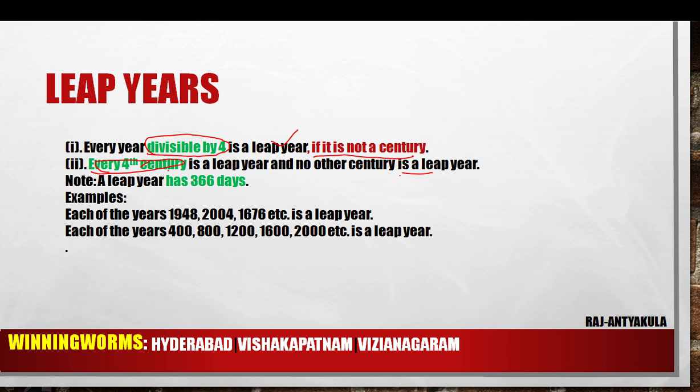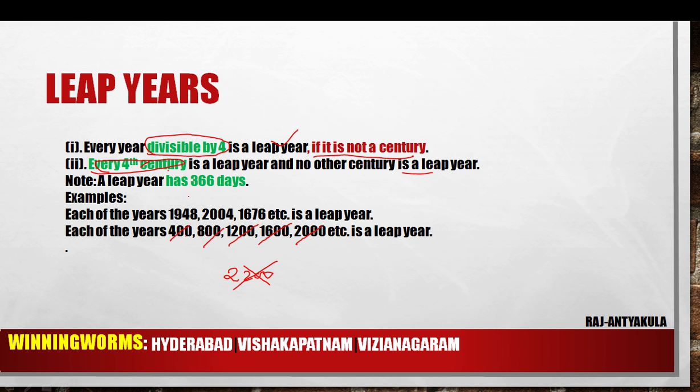For example, let us go with century years. 400 is a leap year. 800 is a leap year because it is a multiple of 400. 400 into 3, 1200, so leap year. 1600 can be written as 400 into 4, it is a leap year. 2000, 400 into 5, is a leap year. For example, 2200 is not a leap year because it is not divisible by 400.